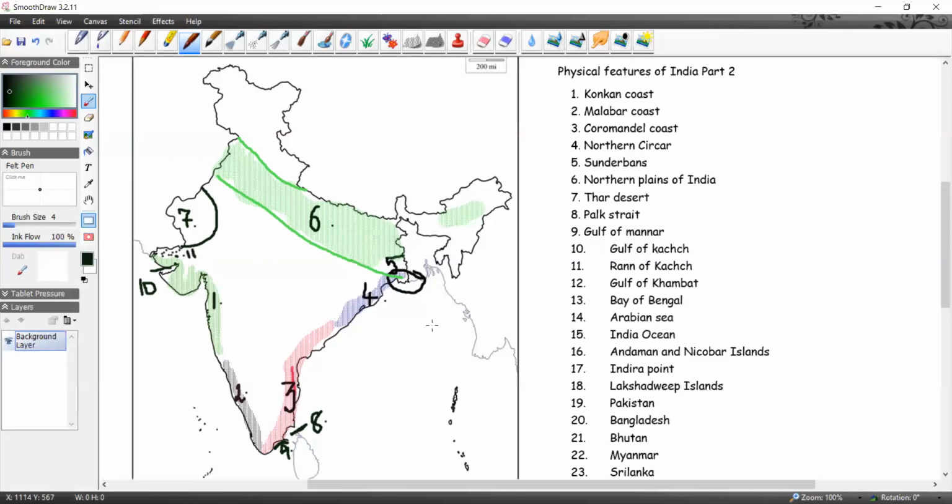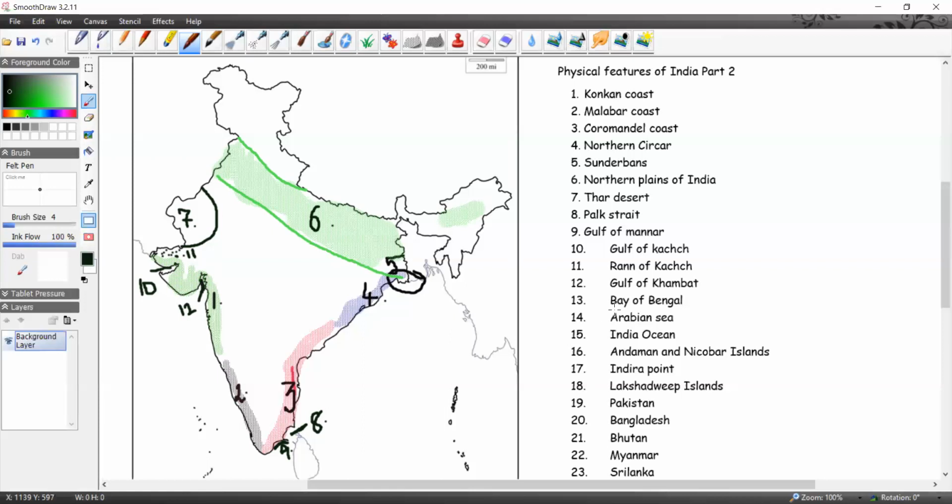And 12th one is Gulf of Cambay. It also has another name, Gulf of Khambhat. And this land surface, it's a peninsula, this particular area, it is surrounded by water on three sides, right? So this is also called as Kathiawar Peninsula. This area is called as Kathiawar Peninsula, and this is Gulf of Khambhat or Gulf of Cambay, number 12.